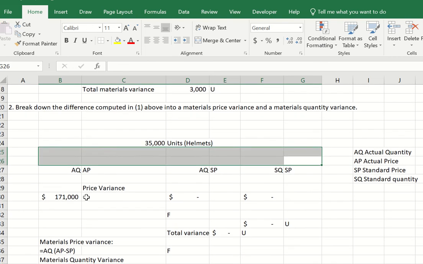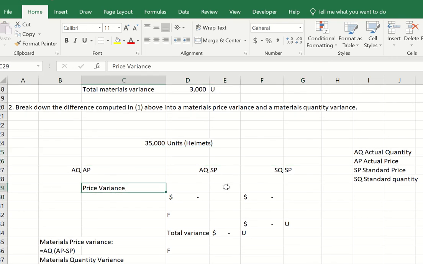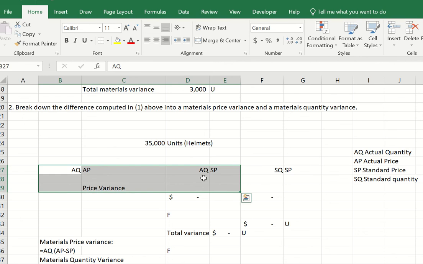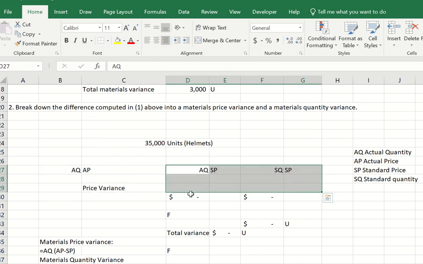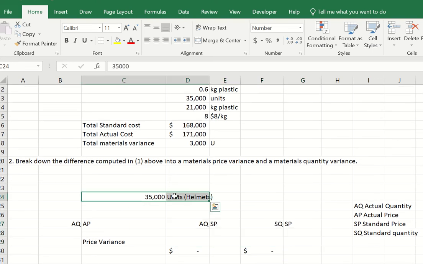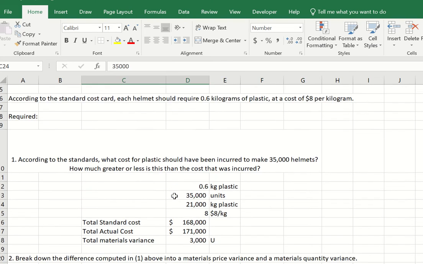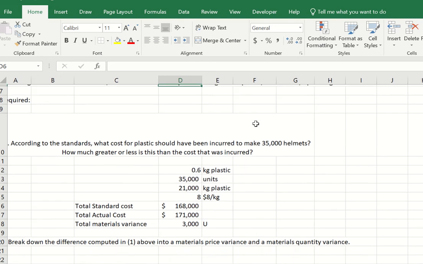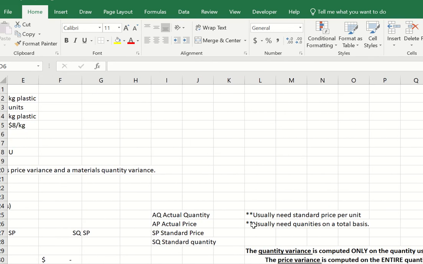Maybe I can just paste these values, and then we can get rid of this. Okay, so we're ready for our formula. This is our price variance when I look at these two numbers, and then our quantity variance when I look at these two numbers. You'll see that in the formula in the textbook. We have our units. I usually like to put the units on top. Our standard price was $8, and our standard quantity was 0.6 kilograms. Just a hint: you need standard price on a per unit basis, so they gave us $8 per unit. That's perfect. Usually you need quantities on a total basis.